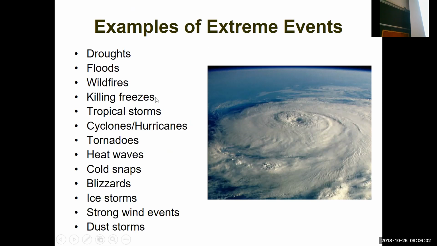Killing freezes may be counterintuitive to a story about climate change and global warming, but with changes in the way that the jet streams are meandering around the Earth, we often see widely amplified variations in the jet stream, which allow things like the polar vortex to have an impact on weather in the eastern part of North America.